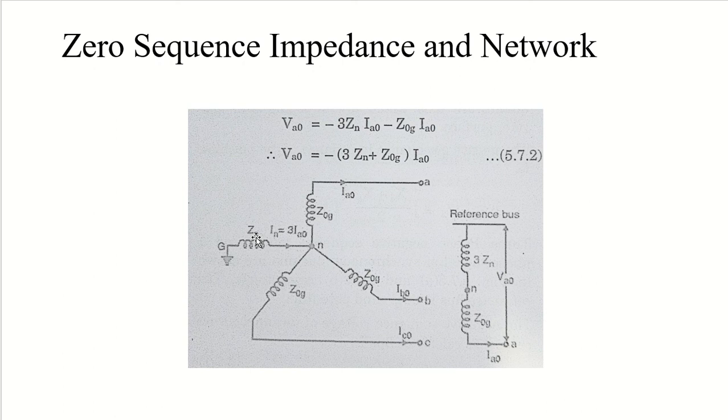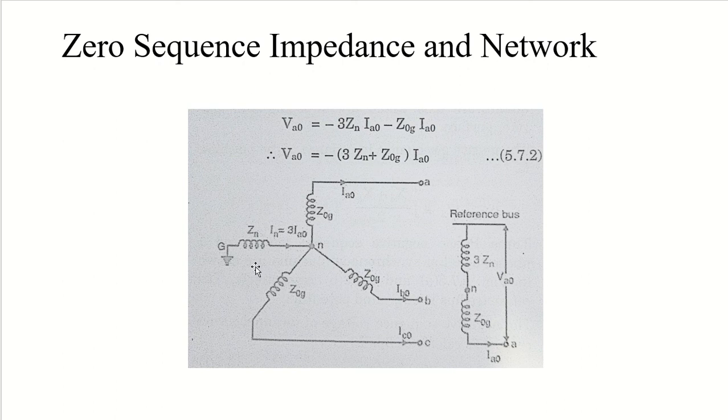The zero sequence voltage of the terminal with respect to the reference bus can be given using these formulas. So Va0 will be equal to minus 3 Zn Ia0 minus Z0G Ia0. In the same way, you can take Ia0 common and represent the same formula. This Z0G is the per phase zero sequence impedance of my machine, and the total zero sequence impedance can be given as Z0 is equal to 3 Zn plus Z0G.